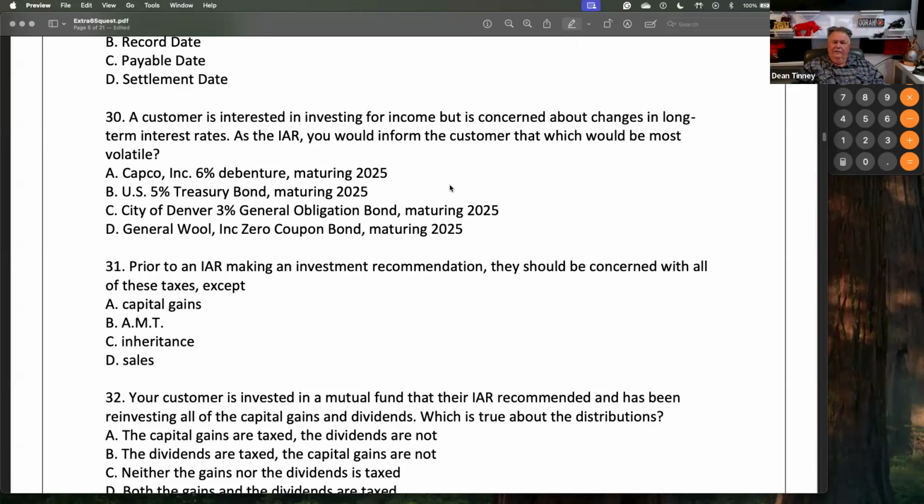A customer is interested in investing for income, but is concerned about changes in long-term interest rates. As an IAR, you would inform the customer that which would be the most volatile? This is very much a test question. Well, they all have the same maturity. That's right. Long and low, baby. Long and low. So you went long. So now where do you go next? Low.